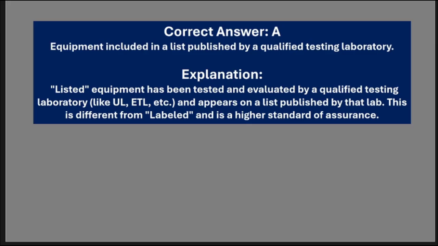Correct answer A. Equipment included in a list published by a qualified testing laboratory. Explanation. Listed equipment has been tested and evaluated by a qualified testing laboratory like UL, ETL, etc. and appears on a list published by that lab. This is different from labeled and is a higher standard of assurance.